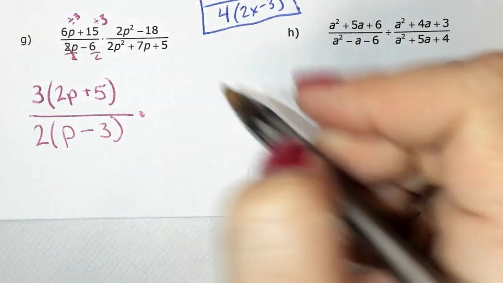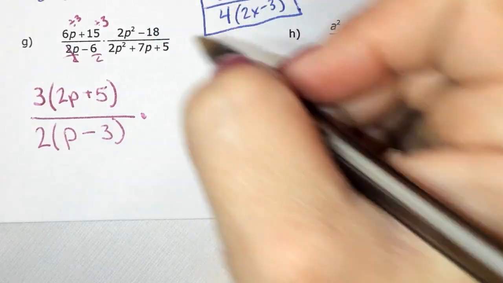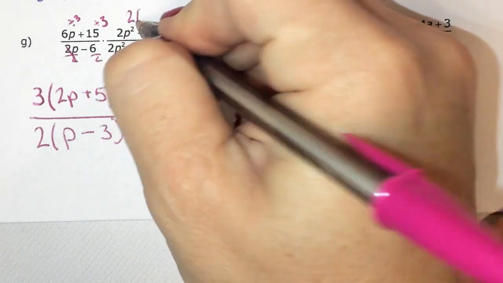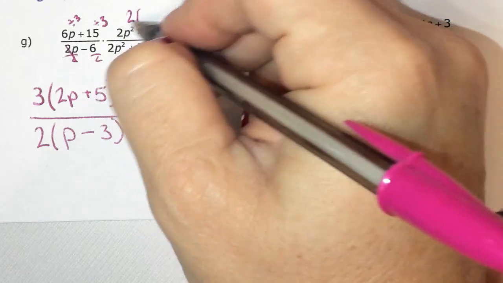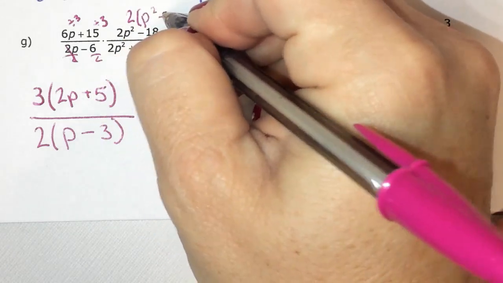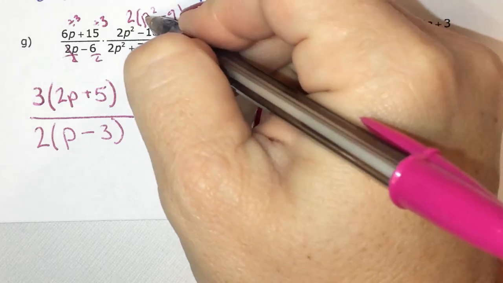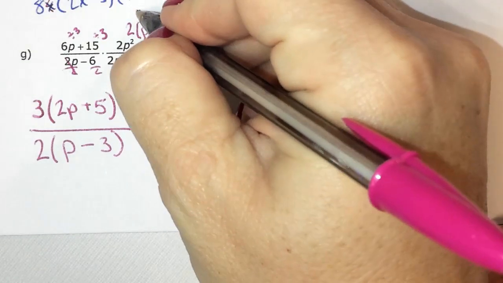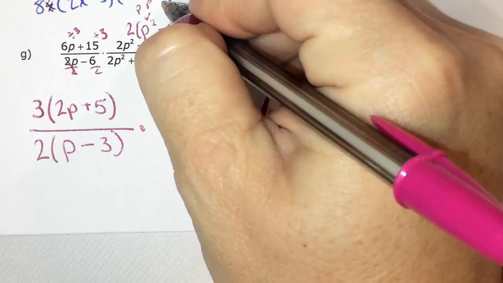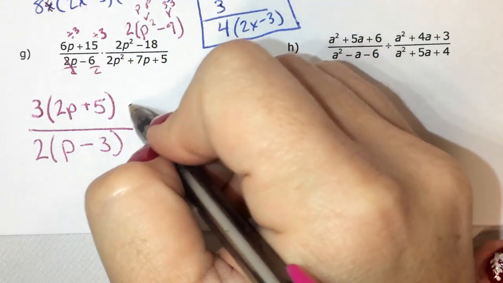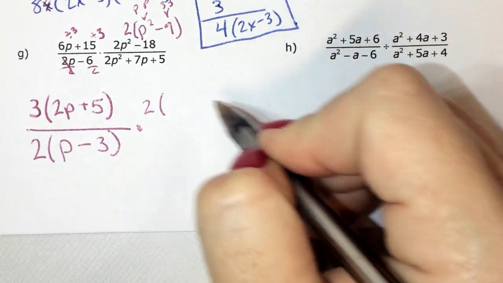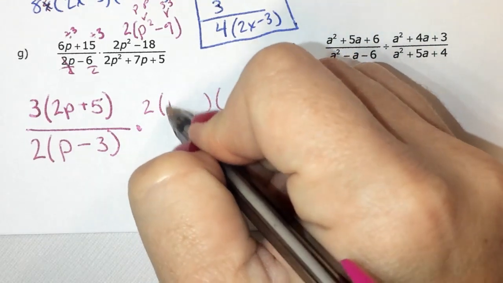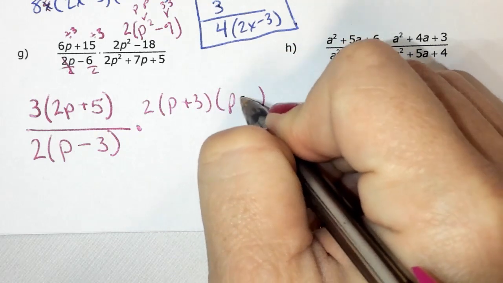So again, we start with the GCF. Now I have an exponent here, so I'm going to take out a GCF of 2. 2 does go into 18, and I get p squared minus 9. Well, now it's a perfect square minus a perfect square. So I know that p times p and 3 times 3. So this becomes 2 because of the GCF. Now remember, a difference of 2 squares, p plus 3, p minus 3.